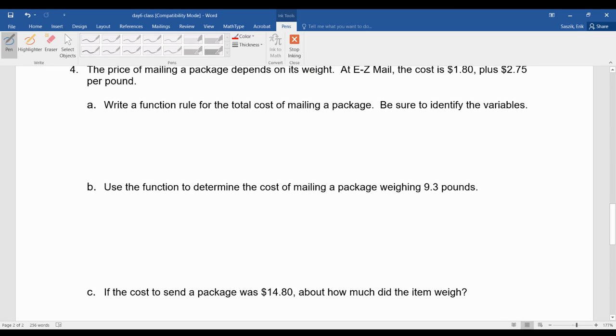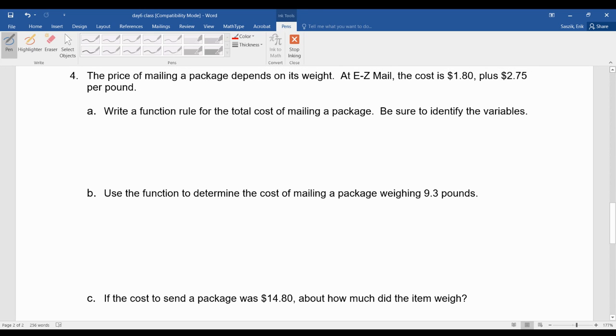Now on the back side, there's a couple problems where we actually have to do it from scratch. We have to define the primary variable, then the function, and then write the function. Price of mailing a package depends on its weight. So the weight is what the primary variable is going to be. In this case, it's talking about per pound. So I'm going to do P. P is the number of pounds because everything's dependent on that.